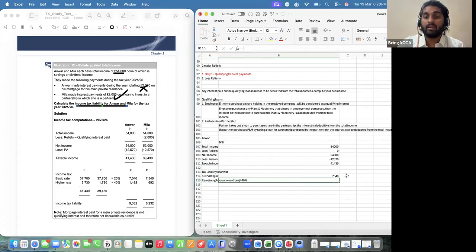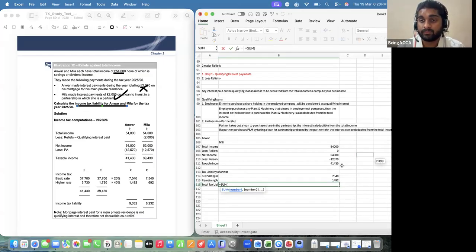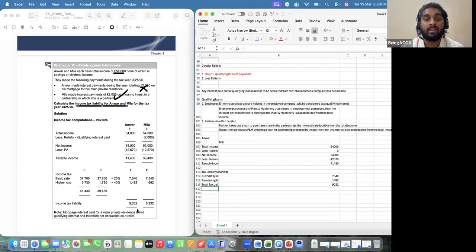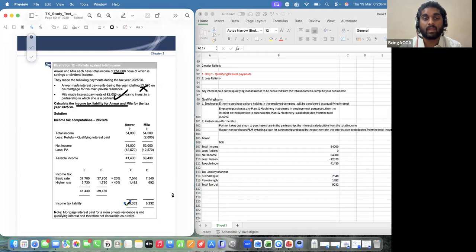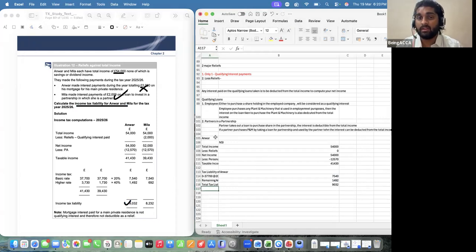That would mean 40% of 41,430, let's open the brackets, minus 37,700, making the total tax liability equal to the sum of these both, giving us 9,032 as we can see here. Next, we have calculated for Anwar. Now let's move on to Mila.